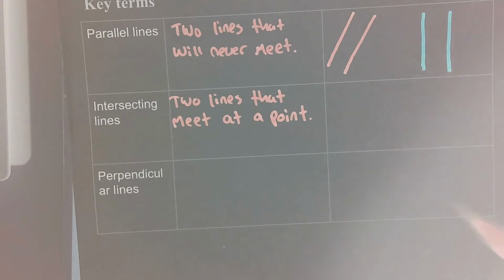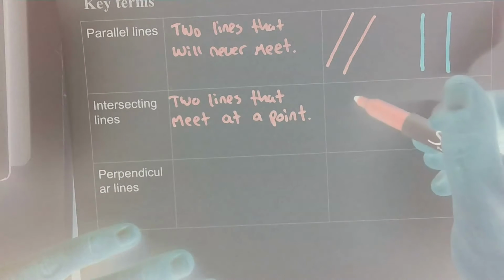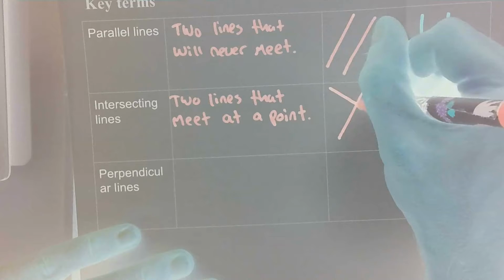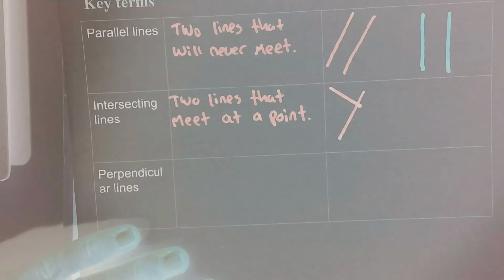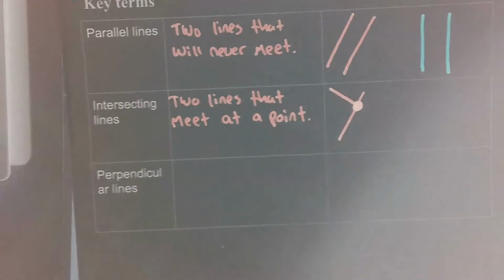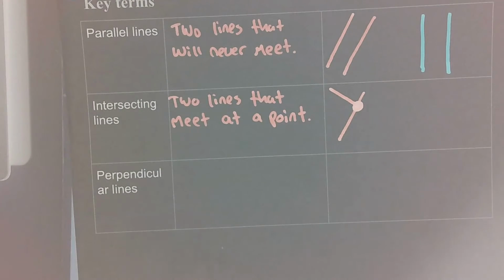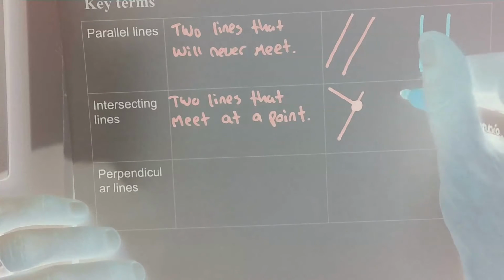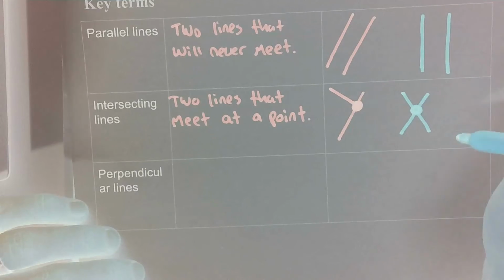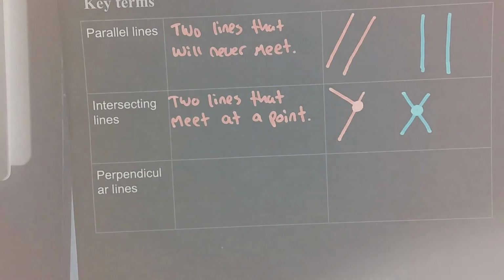Let's draw two examples of intersecting lines over here. These two lines meet right here at this point. They are intersecting, and these two lines meet at this point right here. Therefore, they are also intersecting lines.